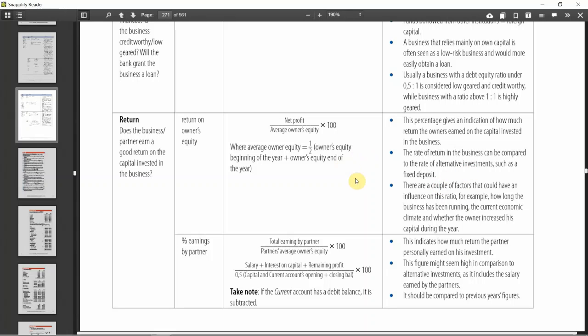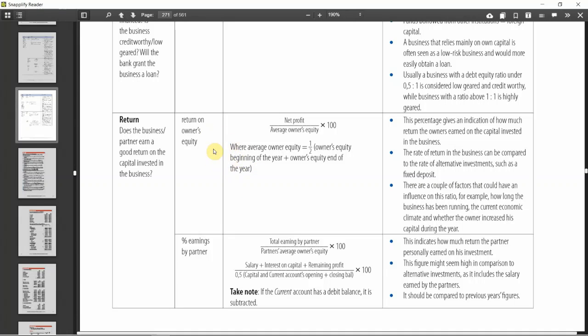Okay, so there are a few factors to consider. How long did the business operate? Very often, a business as it starts actually operates at losses, but once it survives, it tends to start to make profits. Also, obviously, the current economic climate may play a role. Is the economy in a recession or is it in a growth phase? Also, did the owners increase their capital or maybe decrease their capital? That might have an effect.